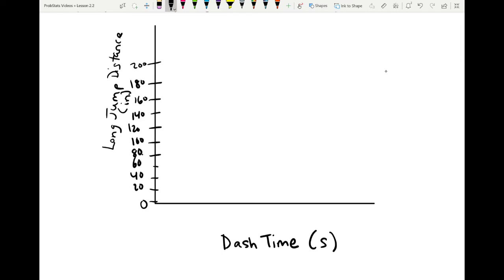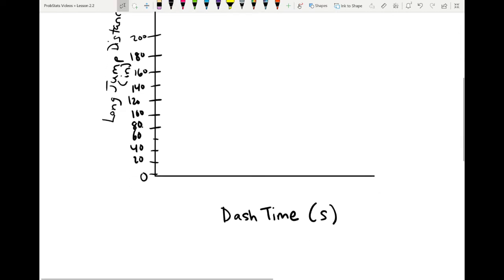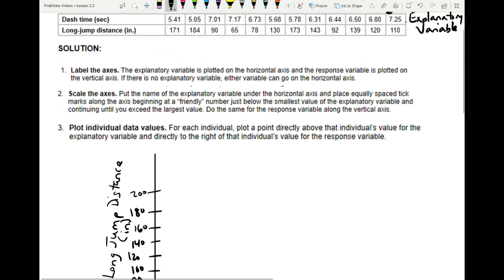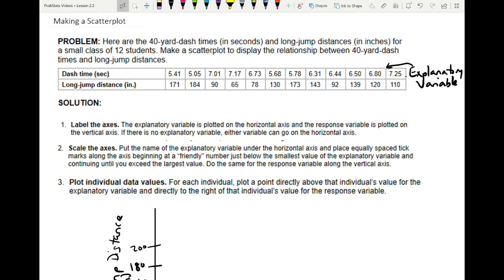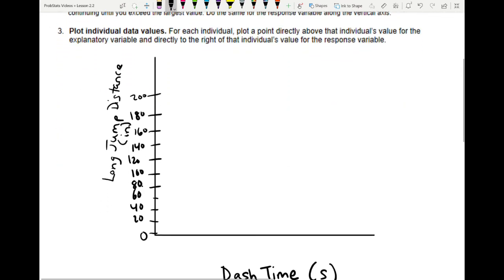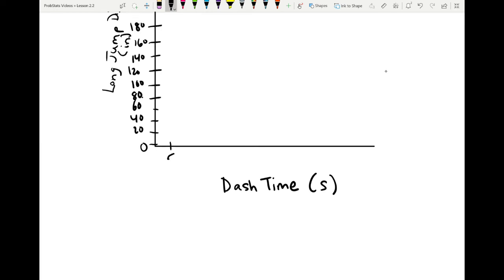All right, and then for the dash time, we can start at 5 seconds and end at 7.5 seconds. If you look at our data, the data does not go below 5 seconds, and it does not go above 7.5 seconds. So we'll start at the 5-second mark, and then we'll go by 0.5 seconds.